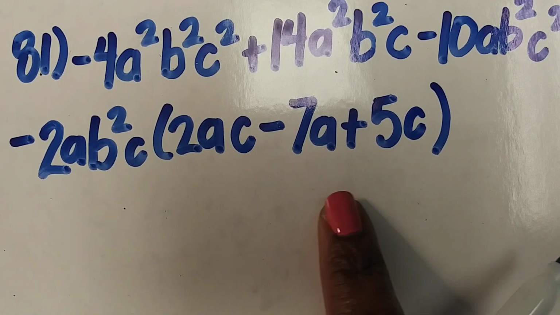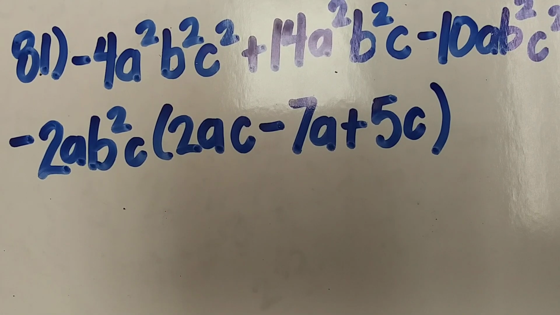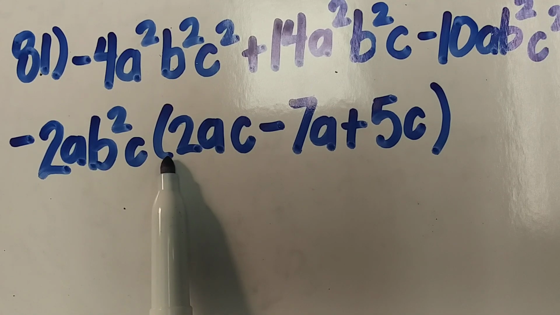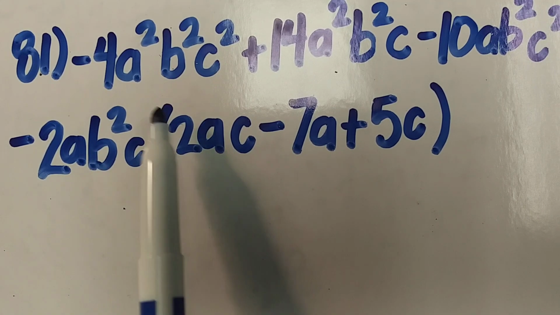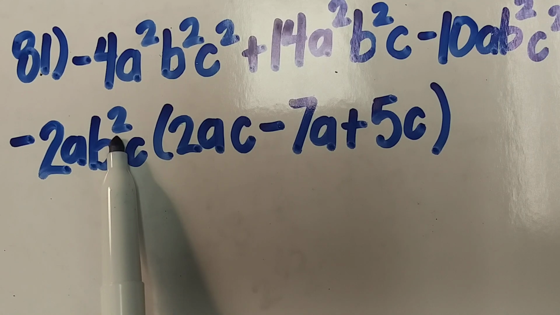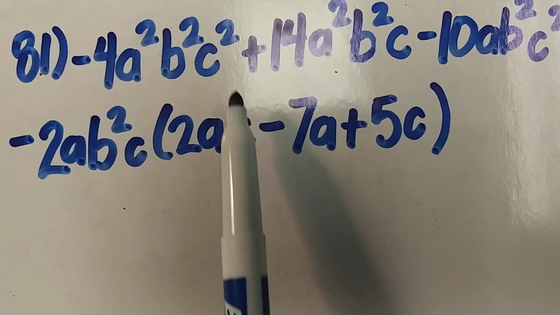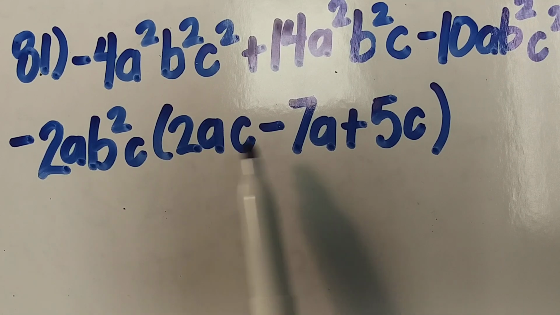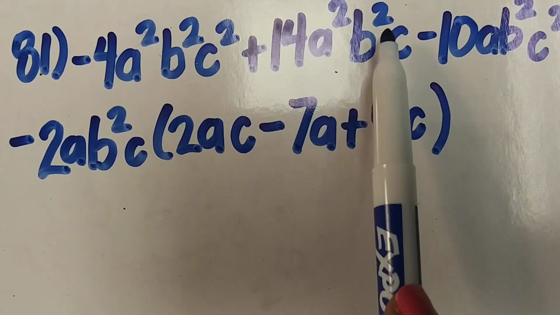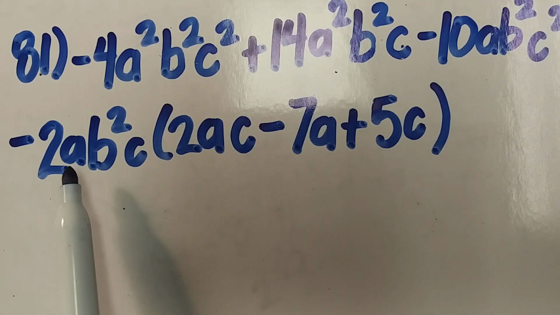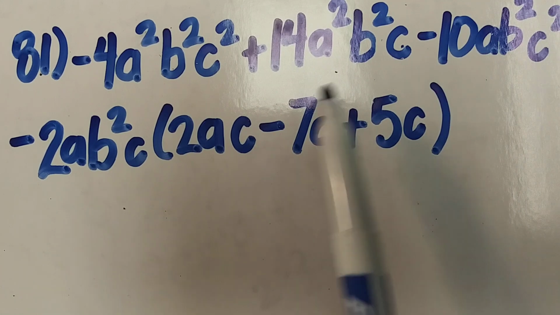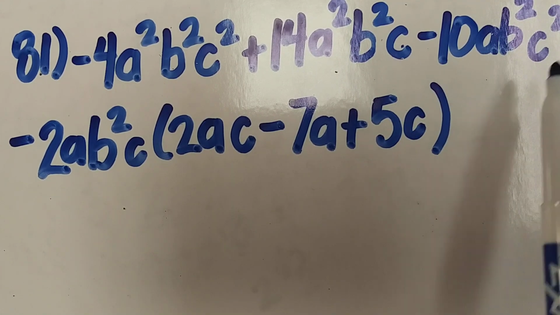And again, you can check your work by using the distributive property. When multiplying, you count the exponents. 1 plus 1 is 2. 1 plus 1 is 2. 1 plus 1 is 2. 1 plus 1 is 2.